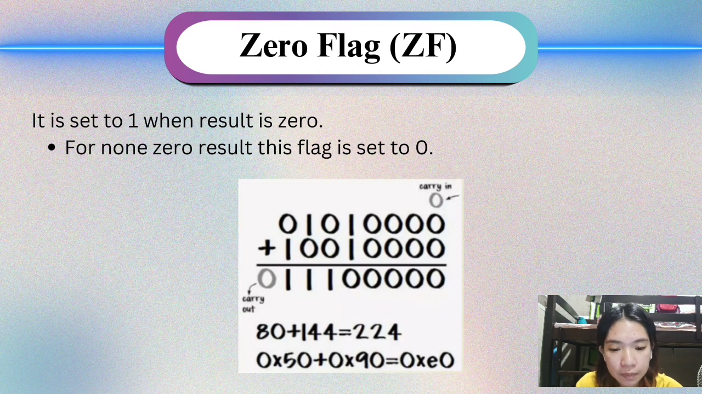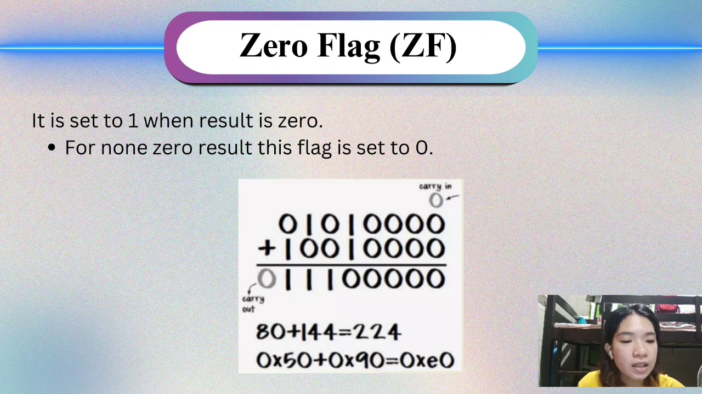So next we have the zero flag. It is set to 1 when the result is 0. For a non-zero result, this flag is set to 0. So in the zero flag, ZF is equal to 1 for a zero result, and ZF is equal to 0 for a non-zero result. In this example, the result is not 0, so ZF is equal to 0.